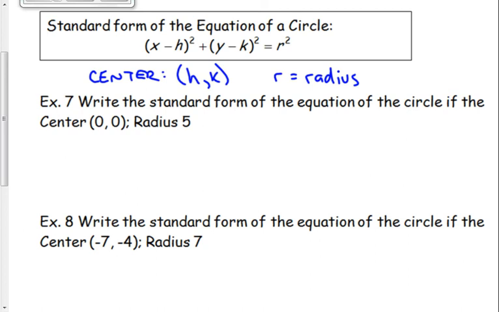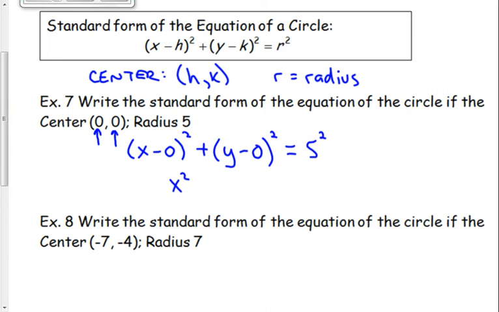Okay, example 7 here, really quick. It says write the standard form of the equation if the center is 0, 0, and the radius is 5. So you do x minus 0, which is your x coordinate, squared, plus y minus 0, which again is your y coordinate of the center, quantity squared, equals your radius, in this case 5, squared. So the standard form of the equation of the circle centered at 0, 0 with a radius of 5 is x squared plus y squared equals 25.